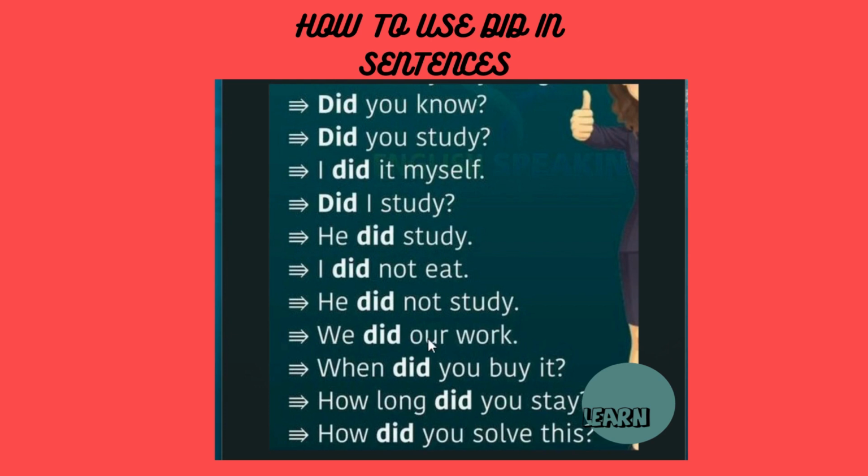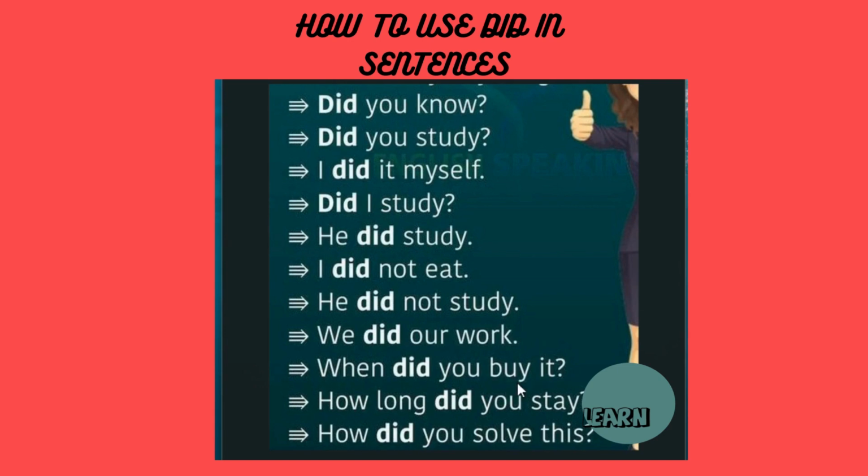And next one, we did our work. We did our work. So here, this we means plural form. So these people did some work. That is what it means. What work these people got, don't know, but that task these people completed in the past action.